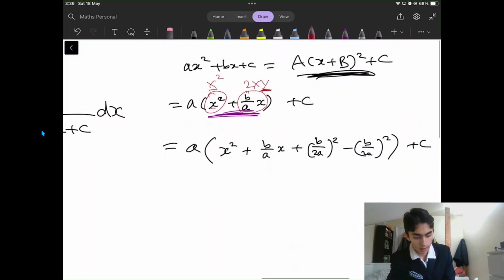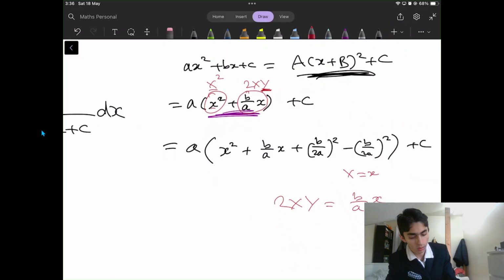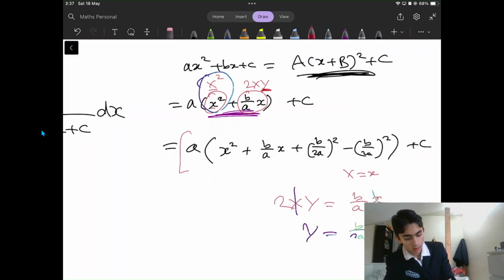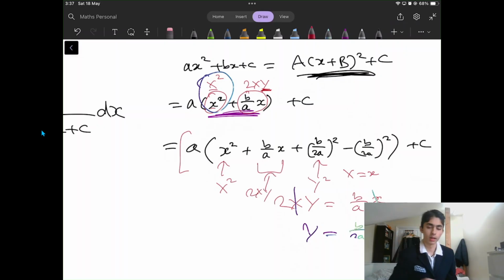So if I write on the side here, 2xy equals b over ax, and we know that the capital and lowercase x's are just interchangeable with each other because of this over here, the coefficients match. We can cancel those out, and we get that y equals b over 2a. And so therefore, on the bottom line over here, that's our capital X squared, that's our 2xy, and that's our y squared, okay?